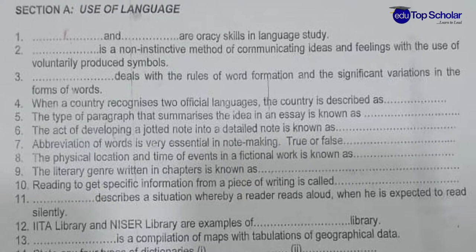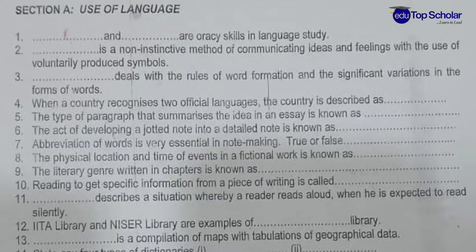Number 9, the literary genre written in chapters is known as. You should be able to tell me that answer. Many of you should know that. What is the answer? Please type. A particular genre of literature is written in act and scene. One of them is written in stanzas. The other one is written in chapters. Which one is written in chapters? The correct answer is prose.